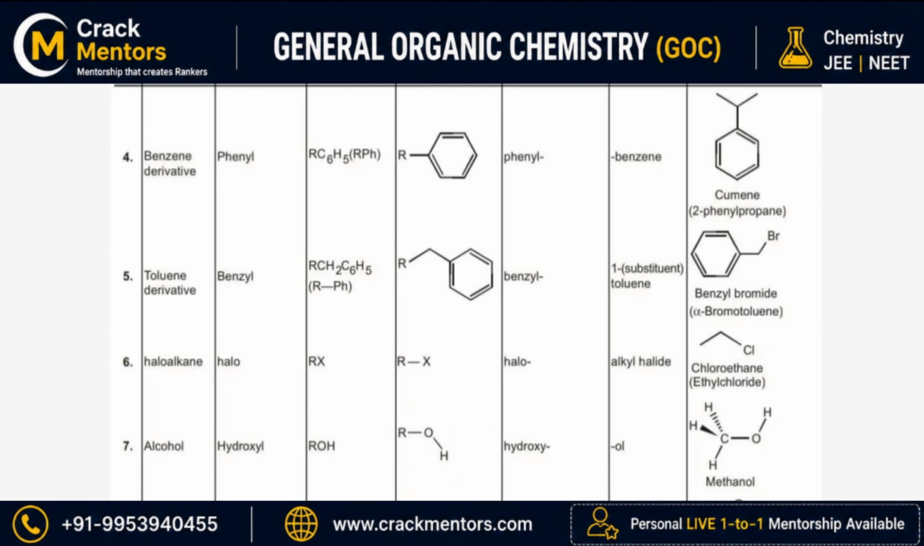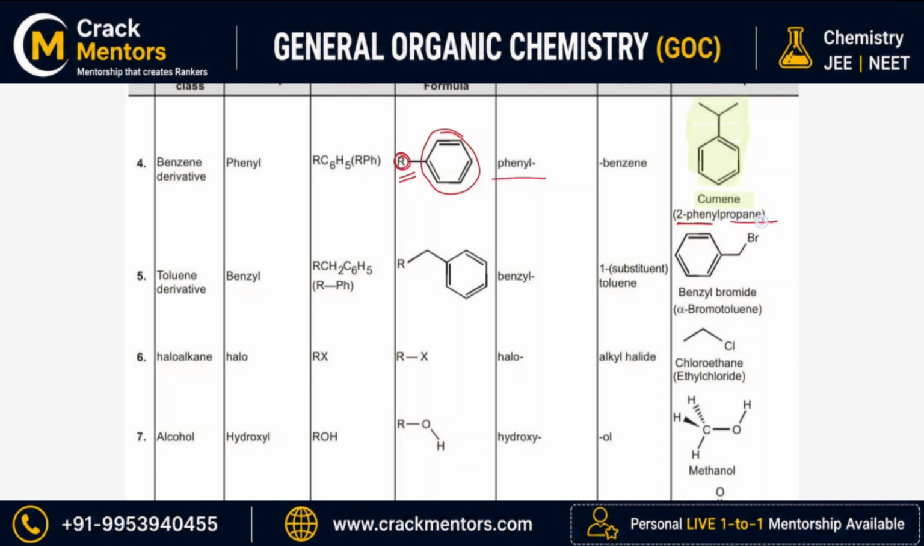Now it comes phenyl, that is benzene derivative, and something will be written here. This is actually the structural formula. Here the benzene ring is there and something has been attached to this. So if you get a structure like this, in the prefix you will use phenyl. This is actually a very important structure, cumene, and you must learn the name along with the structure. Here it comes in the beginning, that is 2-phenyl, okay, and then propane, right?